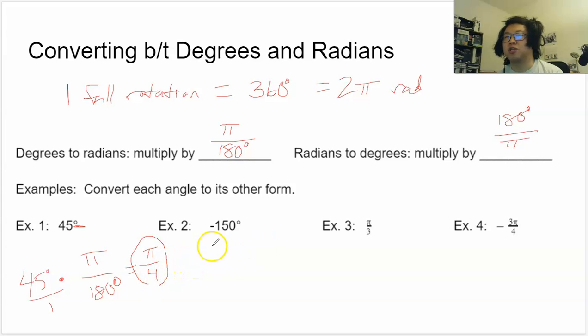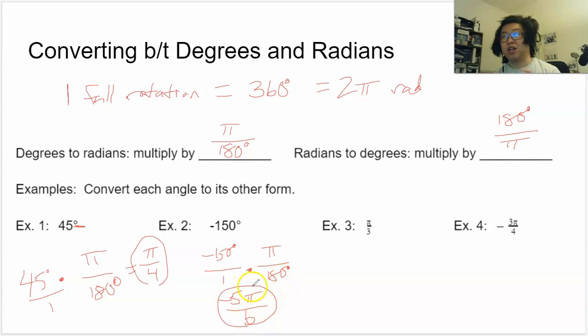One more from the degree side. Negative 150 degrees over 1 times pi over 180 degrees. Remember, this is not radians. This is just 1 to indicate that's what we're talking about degree-wise. And when you do this, I can simplify this a little bit. It's going to be negative 5 pi over 6. And very important here is we never round with pi. Usually pi is just treated as exact and we just keep it there. So try to avoid the temptation to simplify pi and round.